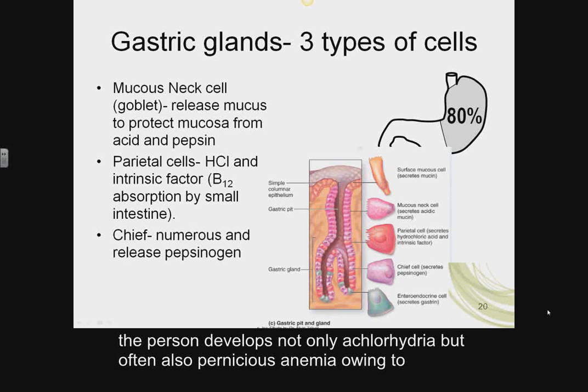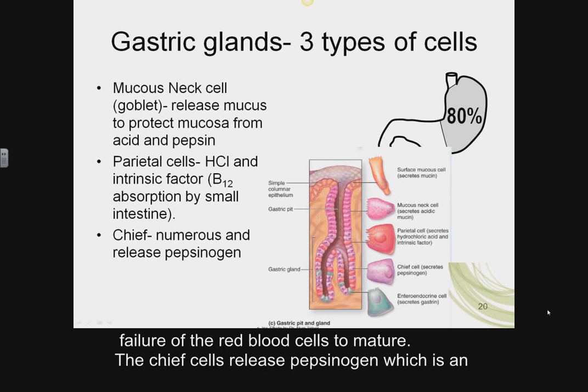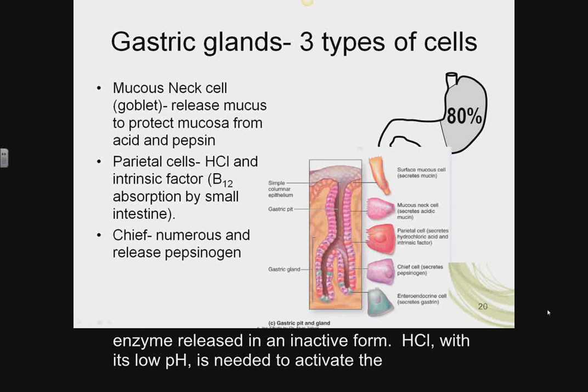Let's focus on the parietal cells shown here in this gastric gland. They secrete hydrochloric acid, and hydrochloric acid is as necessary as pepsin for protein digestion in the stomach. The pepsinogens have no digestive activity when they are first secreted. As soon as they come into contact with hydrochloric acid released by the parietal cells, the pepsinogen is changed to an active form called pepsin.